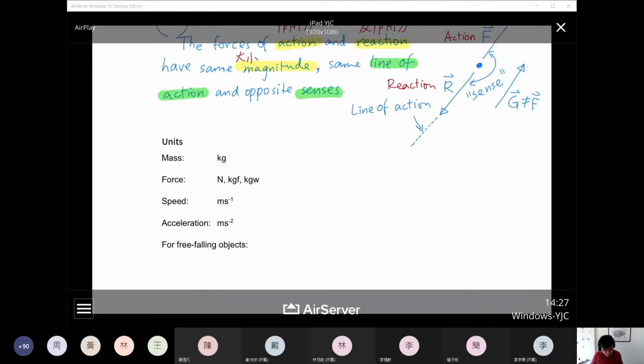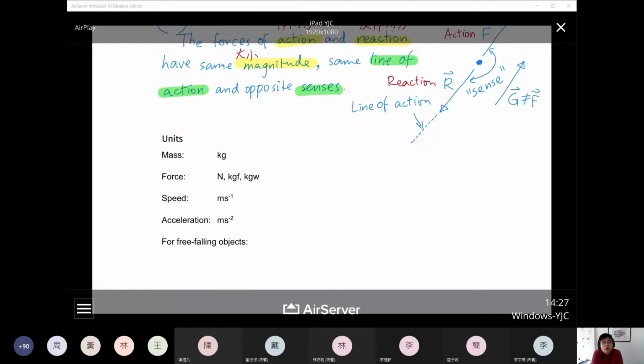Okay, now after we finish introducing the three laws of motion by Newton, we go to the units we use in the course. I think you know some of these words, and mass is this one. And then this is force. Speed is this one.